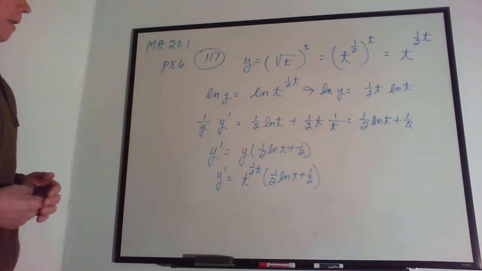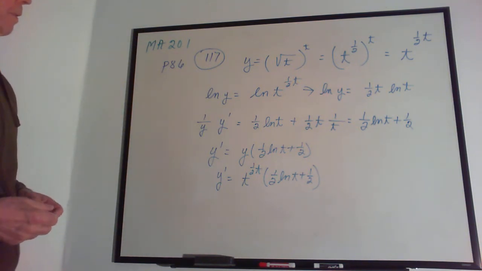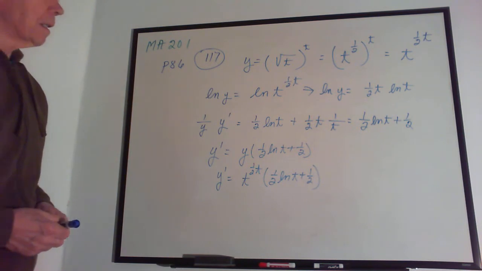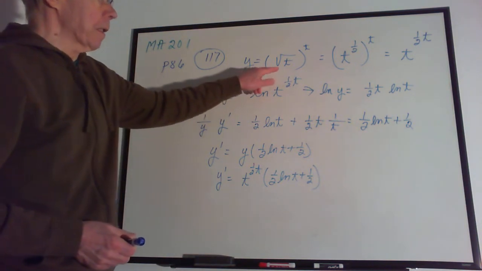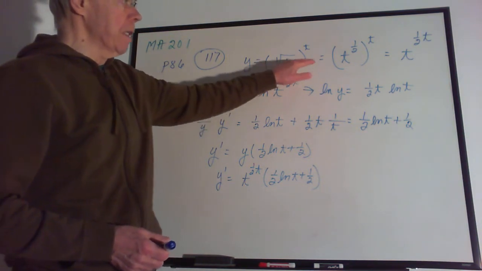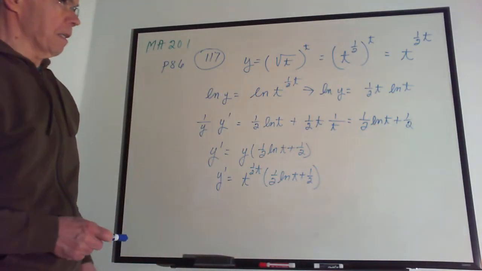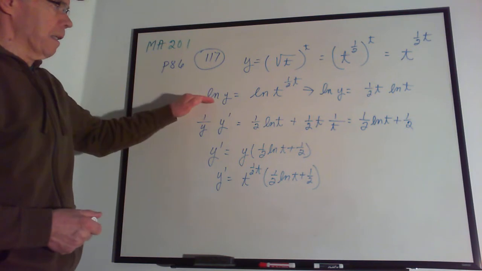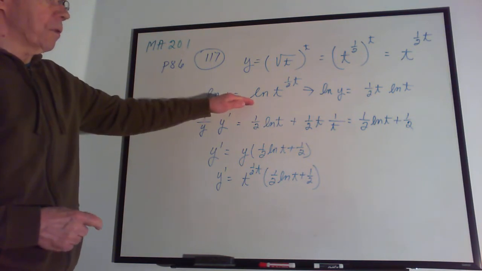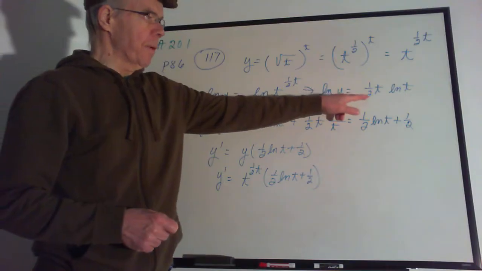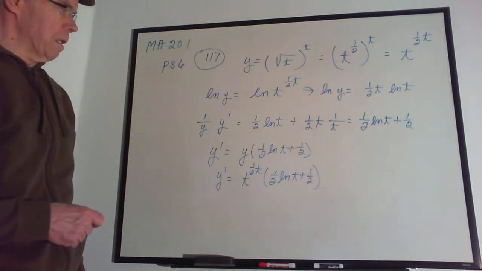One of your classmates asked me about problem 117 on page 86. Here's the problem. You want to convert the square root of t into t to the 1/2. Multiply your exponents, you end up with t to the 1/2 t. Take the natural log of both sides. That enables you to put the exponent in front of the natural log of t.